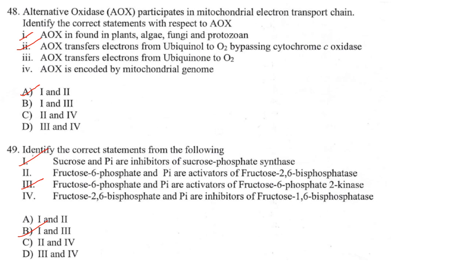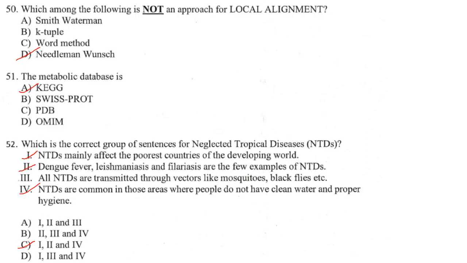Fructose 2,6-biphosphate and PI are inhibitors of fructose 1,6-biphosphatase. That is also not correct. So 1 and 3 are correct. Option B is the right answer.